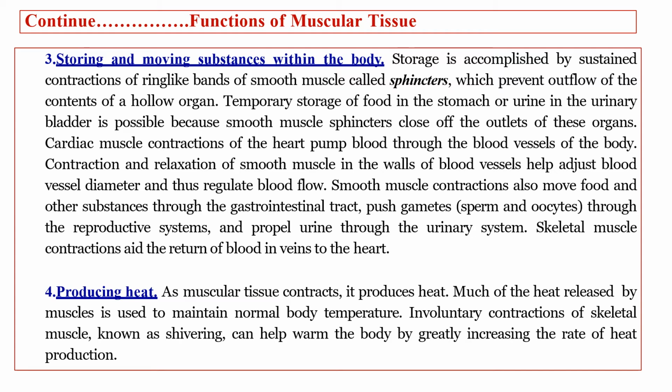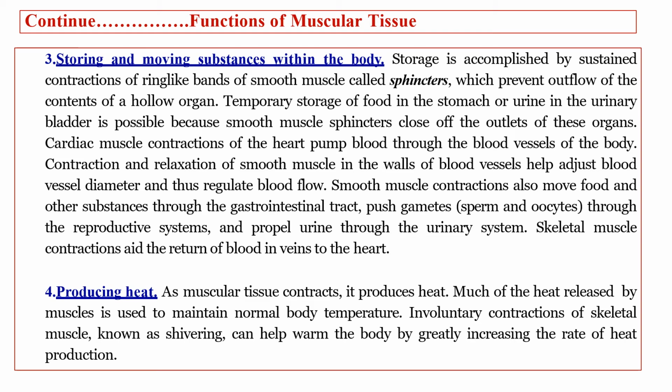3. Storing and moving substances within the body. Storage is accomplished by sustained contraction of ring-like bands of smooth muscle called sphincters, which prevent outflow of the contents of a hollow organ. Temporary storage of food in the stomach or urine in the urinary bladder is possible because smooth muscle sphincters close off the outlets of these organs.